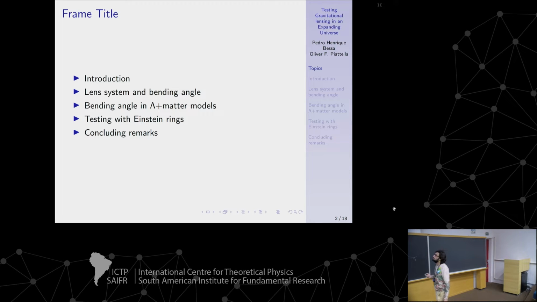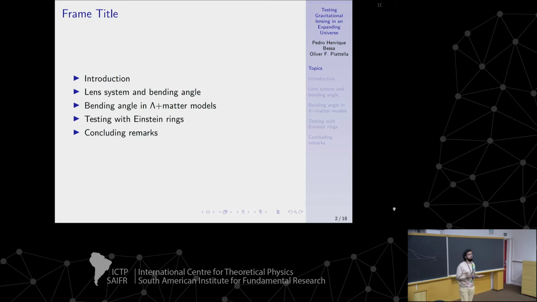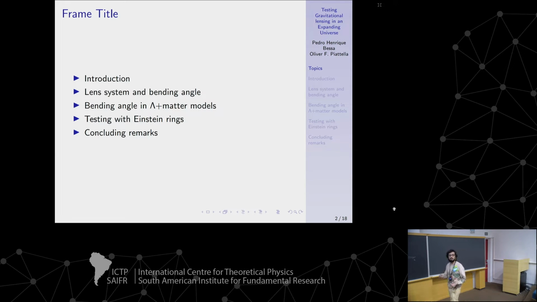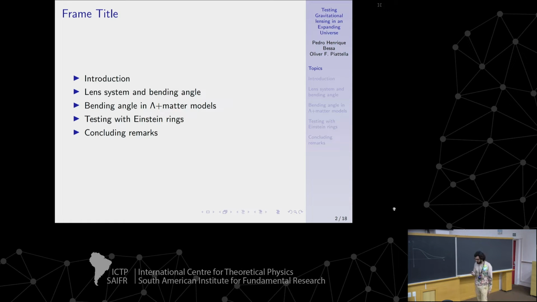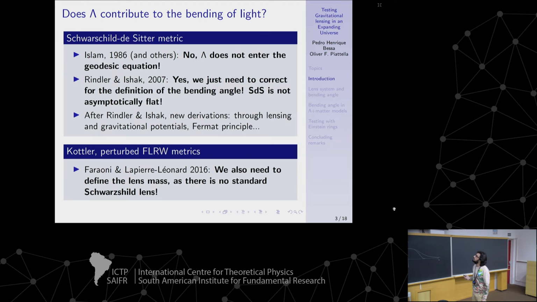I'll then explain a little bit about what model I'm using, why I'm using the metric that I'm using, and how I define the bending angle and how that's important for properly taking into account the effects of the cosmological constant. I'll show how I'll test these corrections arising from the cosmological constant on gravitational lensing, and I'll give you some concluding remarks to finish the talk.